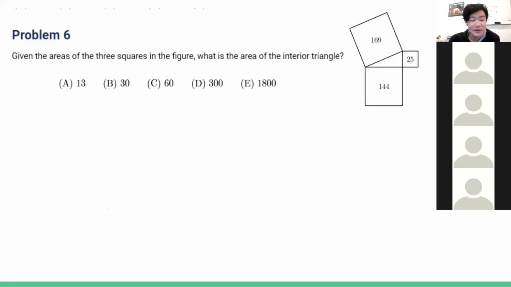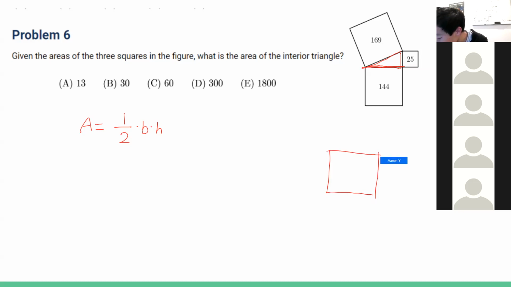Number 6 says, given the areas of the 3 squares in the figure, what is the area of the interior triangle? Okay, let's find the interior triangle first. This right here, right? That's what we're looking for. What do we need to find the area of a triangle? Well, we actually have a formula for this, right? Area of a triangle is 1/2 times base times height. That's the area of a triangle. And do we have the base and height here? Well, at first it doesn't seem like it, but we are given these squares that do.